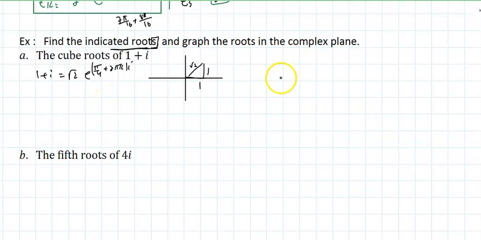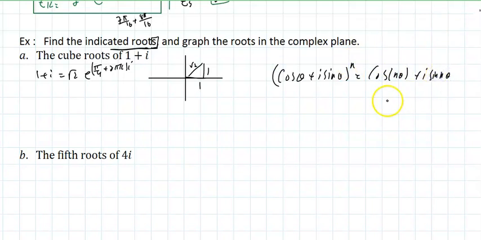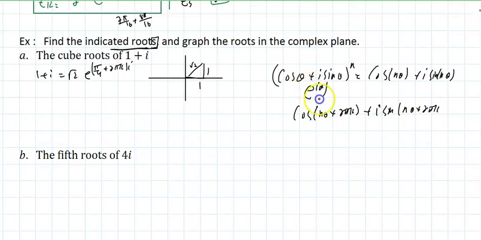So DeMoivre's theorem says, if you take the cosine of theta plus i the sine of theta, and you raise it to the n power, that's the cosine of n theta plus i the sine of n theta. And if you want more solutions, you would say that's the cosine of n theta plus 2 pi k plus i the sine of n theta plus 2 pi k. Well, look at it this way. If I write this as e to the i theta and raise it to the n, isn't that you multiply the powers?